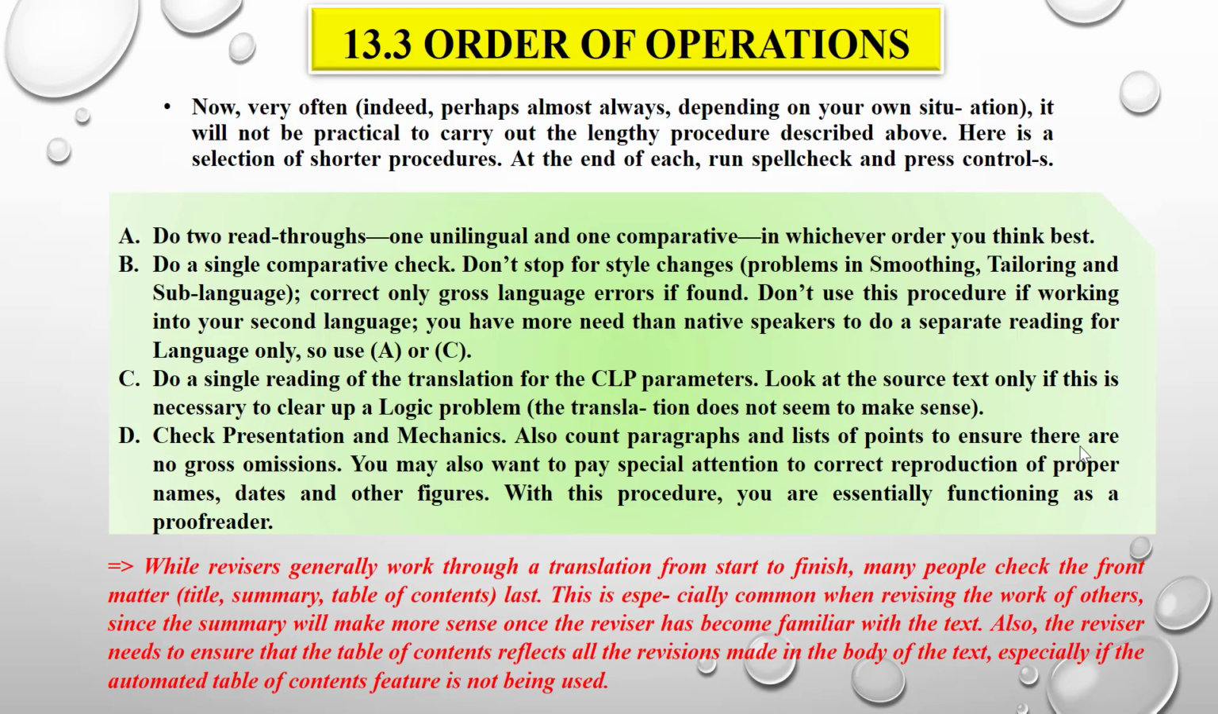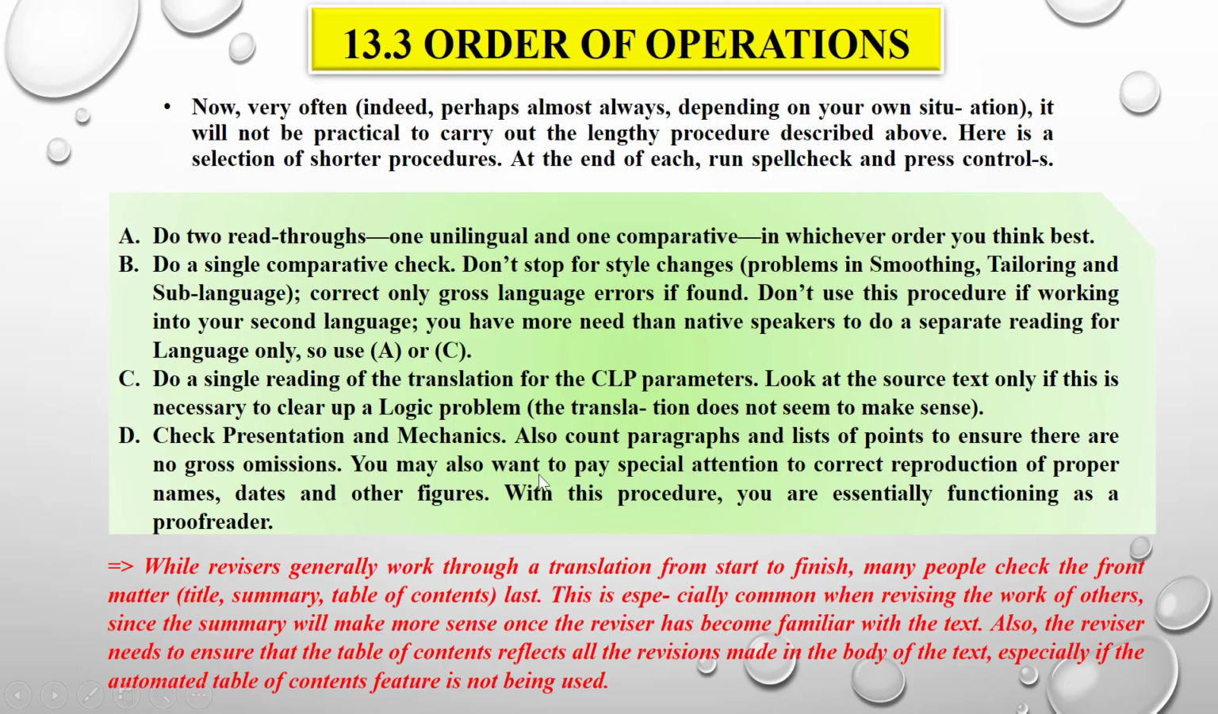And step C, do a single reading of the translation for the content, language, and presentation parameters. Look at the source text only if this is necessary to clear up a logic problem. Step D is to check presentation and mechanics. Also count paragraphs at least, to ensure that there are no gross omissions. You may also want to pay special attention to correct reproduction of proper names, dates, or other figures, and with these procedures, you are essentially functioning as a proofreader.